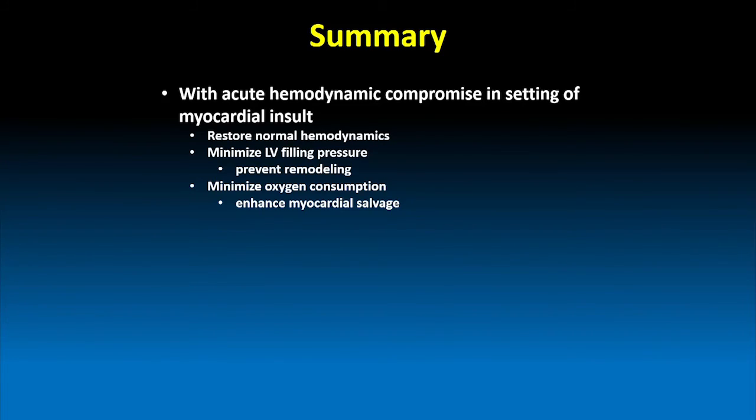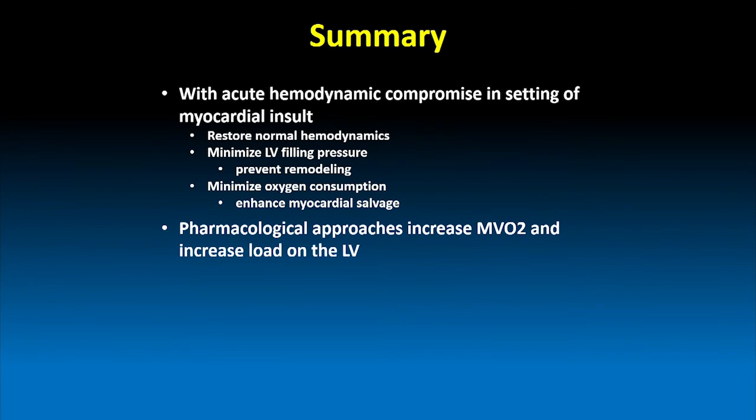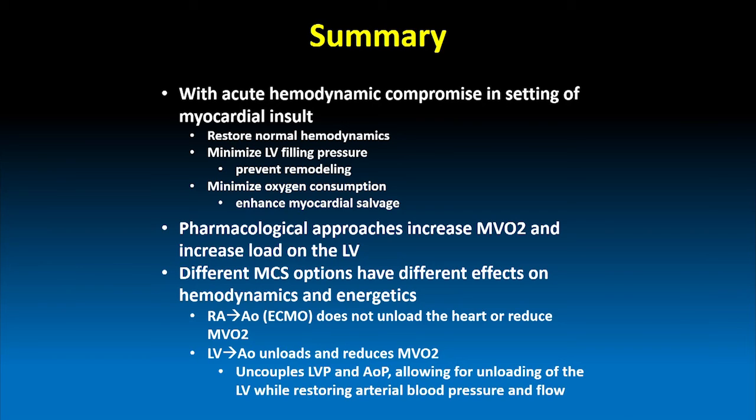So in summary, with acute hemodynamic compromise in the setting of myocardial insult, we want to restore normal hemodynamics. We want to improve the numbers, but we want to minimize the filling pressures to prevent remodeling, and we want to minimize oxygen consumption to enhance myocardial recovery. Pharmacologic approaches increase oxygen consumption and increase the load on the left ventricle, and this is really not what we want to be doing. Different mechanical circulatory support options have different effects on hemodynamics and energetics.